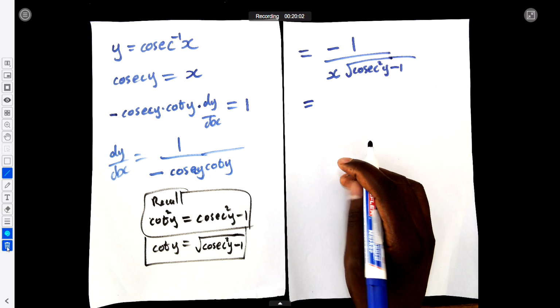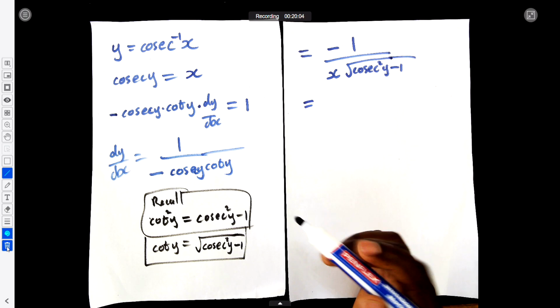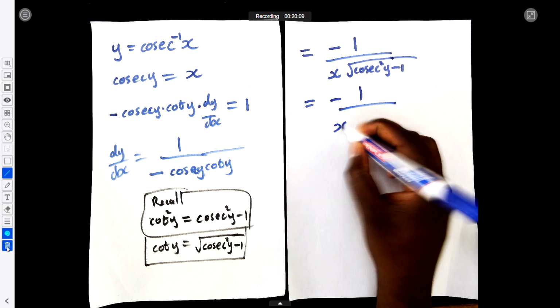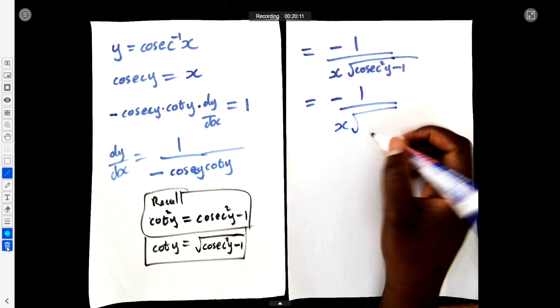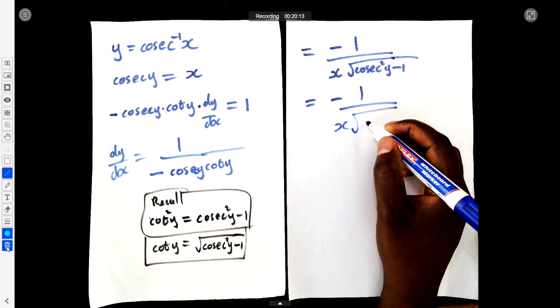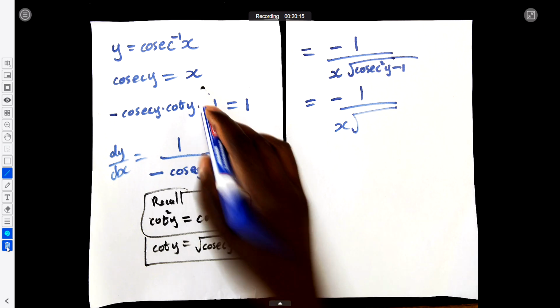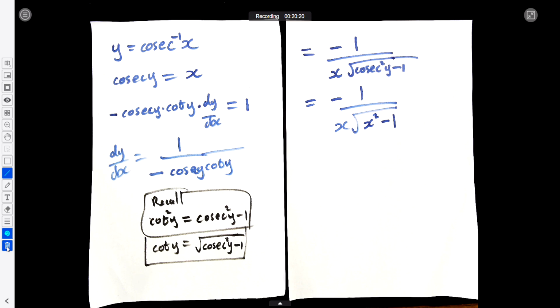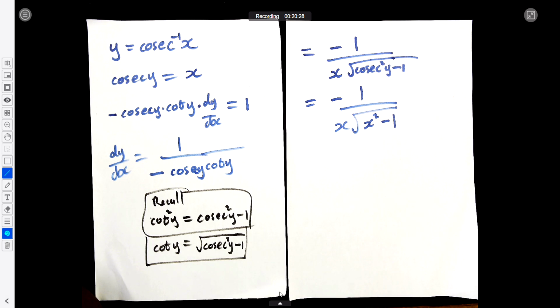We're not done. It is still in implicit form, having x and y. We replace everything. We'll have the square root of cosec squared y, and cosec y equals x, so squared it will be x squared, therefore minus 1. We replace cosec y by x, and it was squared, so it's x squared. So that is the derivative of arc cosec x.